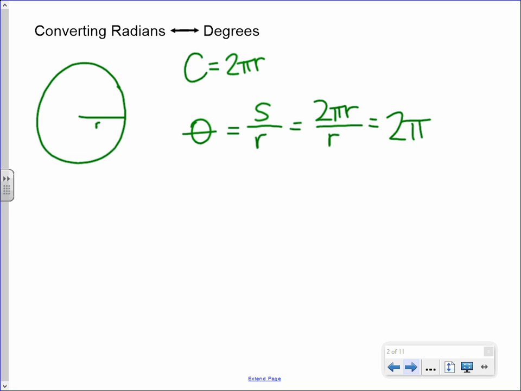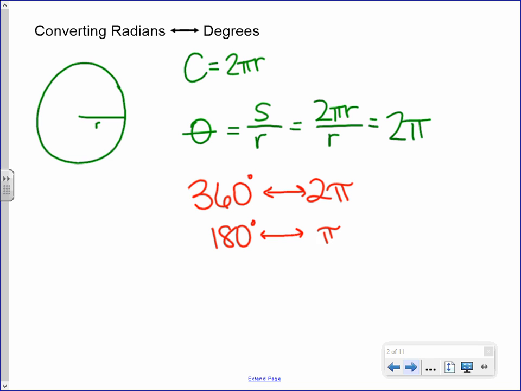All right? So what I want to demonstrate to you is that 360 degrees is the same as 2 pi radians. Something that you knew from probably last year, maybe even geometry. So we're going to use this fact to help us convert. Now, if 360 degrees is the same as 2 pi, then that means 180 degrees is the same as what? pi. And that's the fact we're going to use.